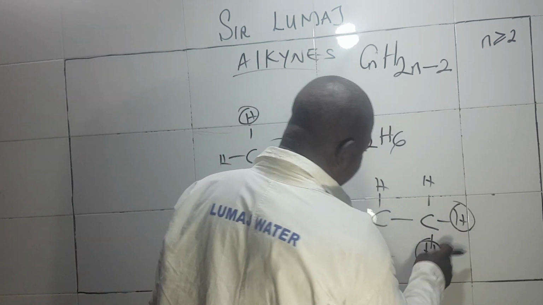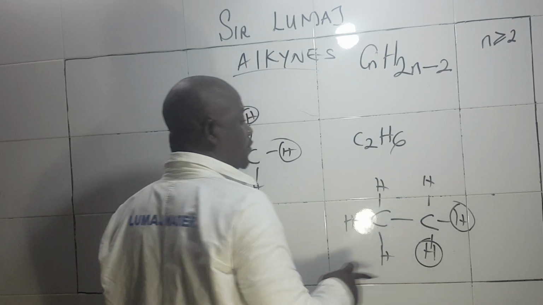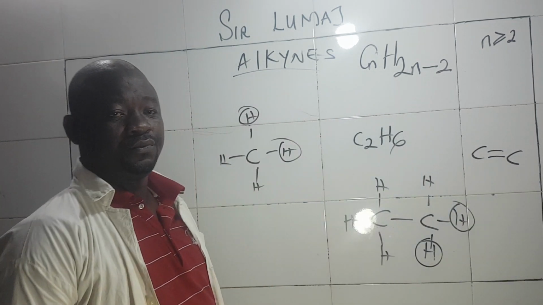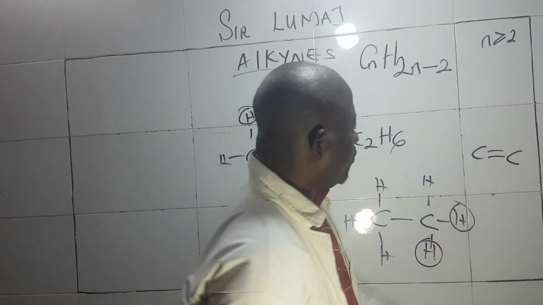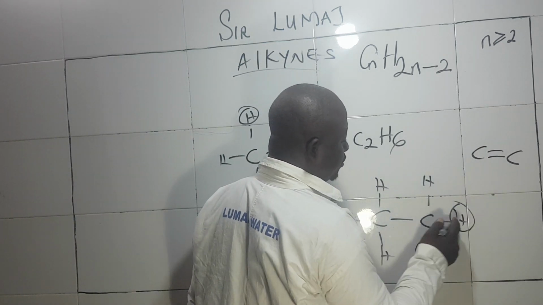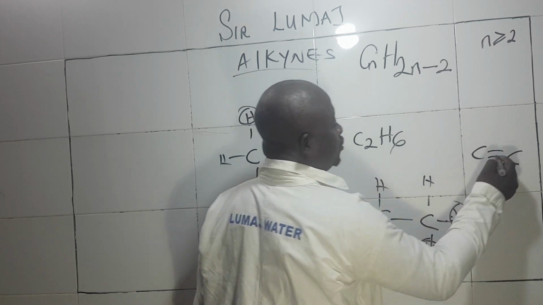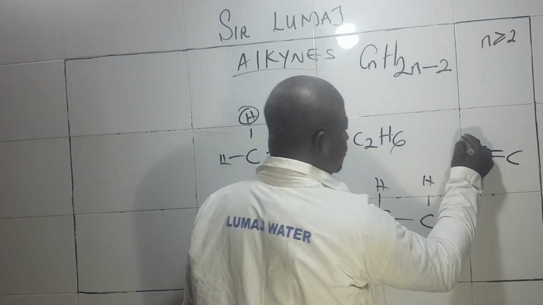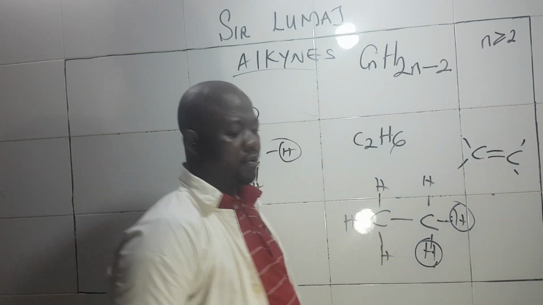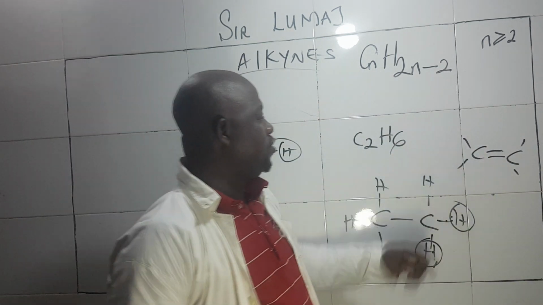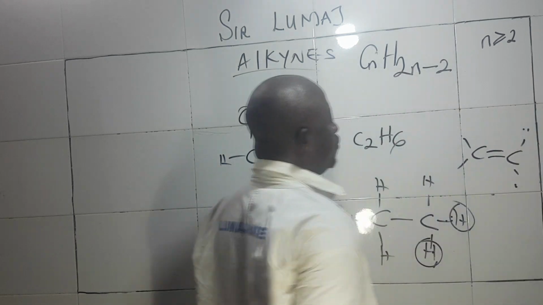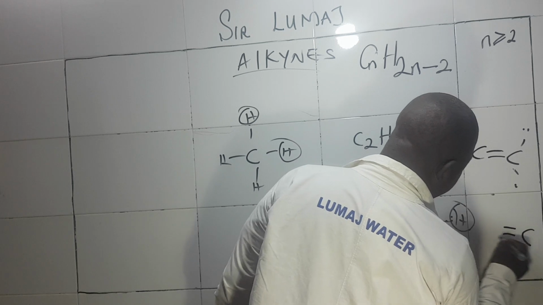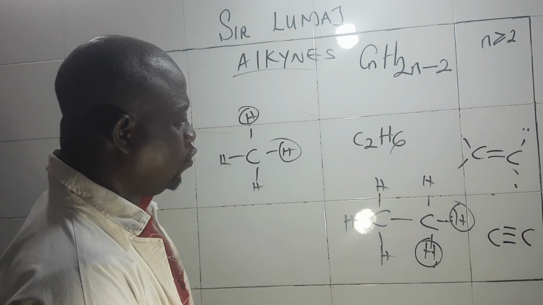When you remove these two hydrogens, you will now use them to form a double bond, carbon to carbon double bond. So this is your sigma bond. Then by the time you remove these two, it will form this pi bond, which is a weak bond. The same thing applies when you remove another two hydrogen atoms from here: it will form another bond. You now have a carbon to carbon triple bond.